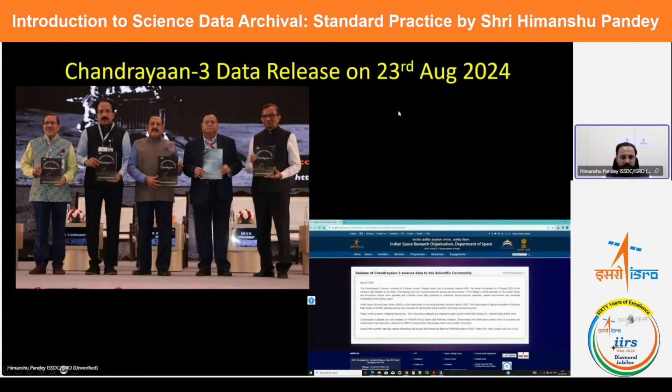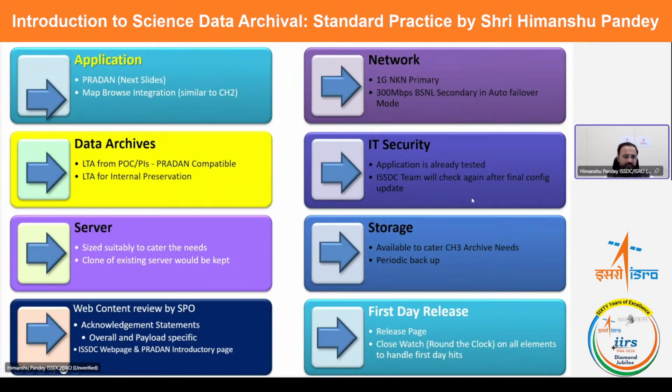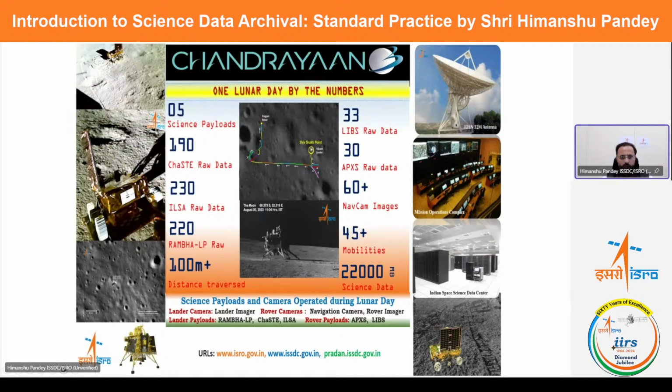Then recently, the Chandrayaan-3 data release happened on 23rd August 2024. So this is whatever is released. Before any application release, the application is checked in all aspects. Data archives are checked in all aspects. Server sizing, first day release, running acknowledgement statements, primary security, then storage, the first release page, and all those things will be done and it will be on close watch.